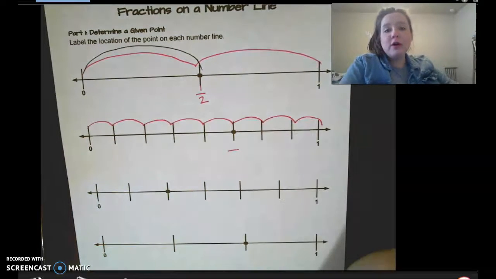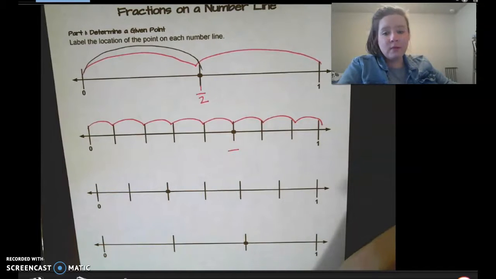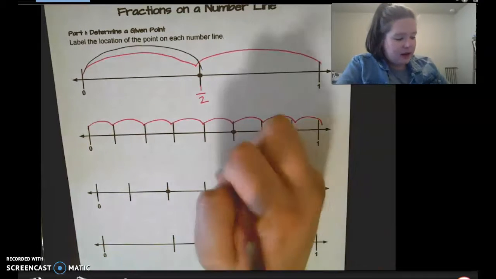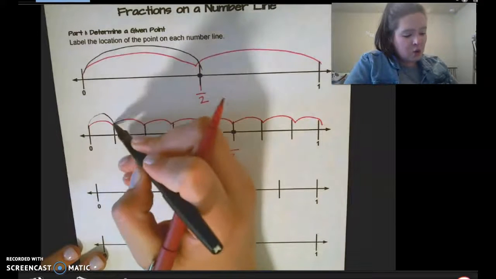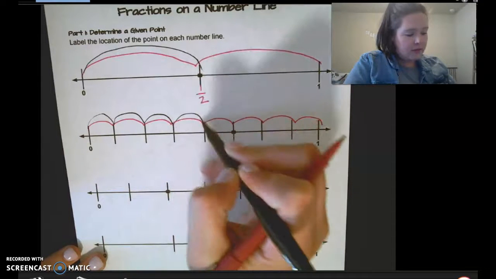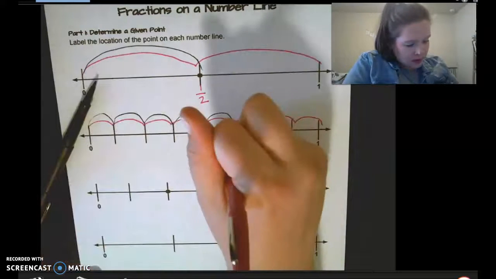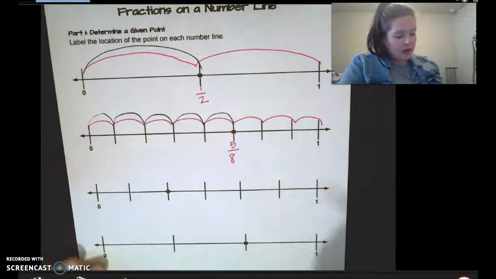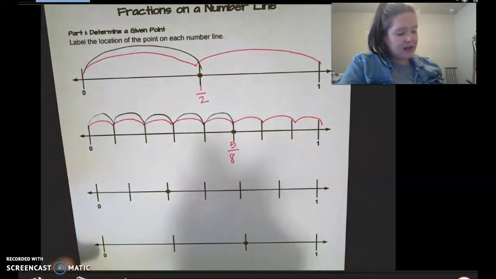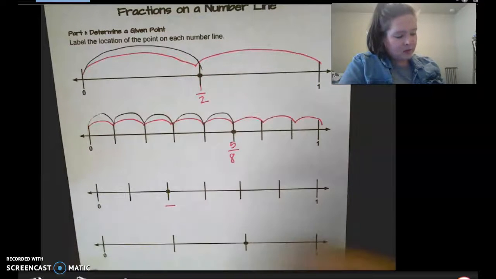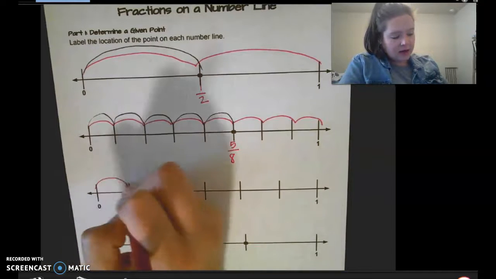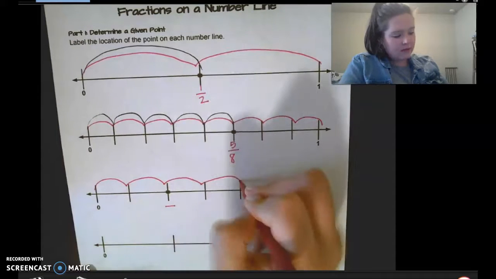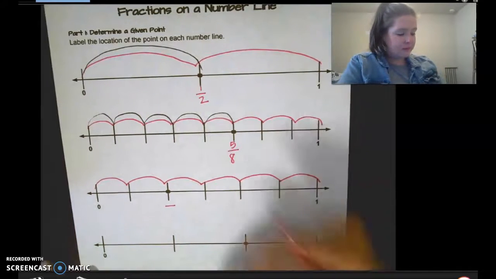Is that your numerator or your denominator? That is your denominator. Wonderful job. All right, and then we're going to count the sections to where my point lands. 1, 2, 3, 4, 5. Okay. How many sections do we have in this number line? Good. We have 6. 1, 2, 3, 4, 5, 6.